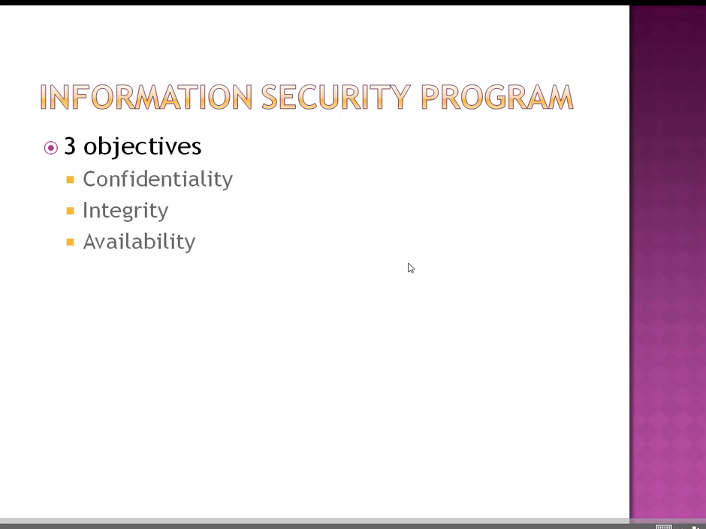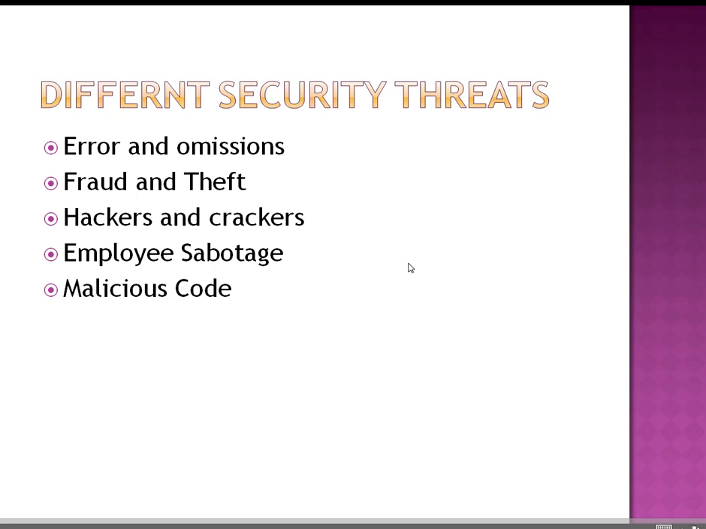Okay, so information security goes through these three steps. Confidentiality should be there, integrity should be maintained, and there should be availability. We have different types of security threats that we can come across. Some examples are errors and omissions, fraud and theft, hackers and crackers, employee sabotage, and malicious code. I will give you a small description because these things will be explained in the next session.